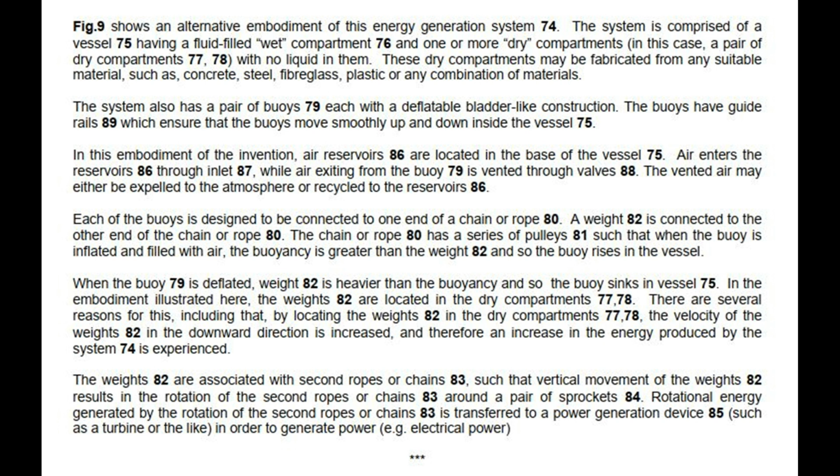The weights 82 are associated with second ropes or chains 83, such that vertical movement of the weights 82 results in the rotation of the second ropes or chains 83 around a pair of sprockets 84. Rotational energy generated by the rotation of the second ropes or chains 83 is transferred to a power generation device 85, such as a turbine or the like, in order to generate power, for example electrical power.